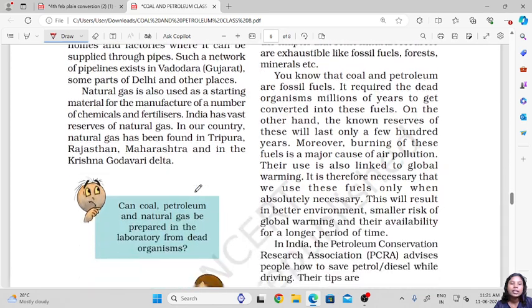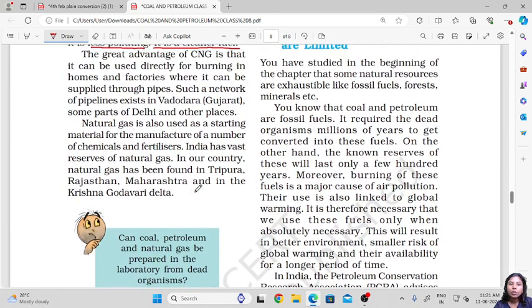So now what they are saying is that natural gas is also used as a starting material for the manufacture of many chemicals and fertilizers. Now in India, because we have a vast land and vast reserves of natural gas, they say that we have found natural gas in Tripura, Rajasthan, Maharashtra, and in the Krishna Godavari Delta.